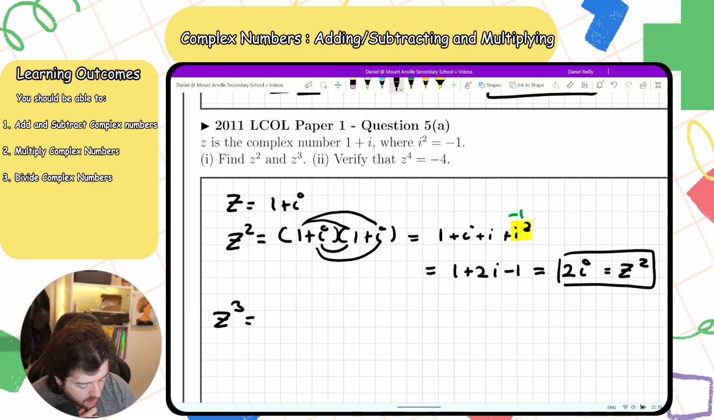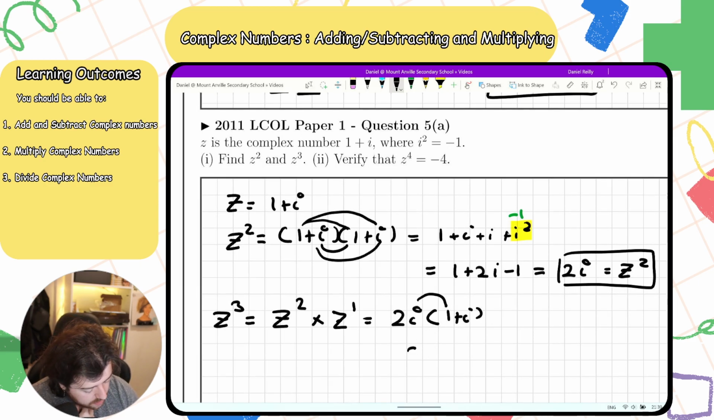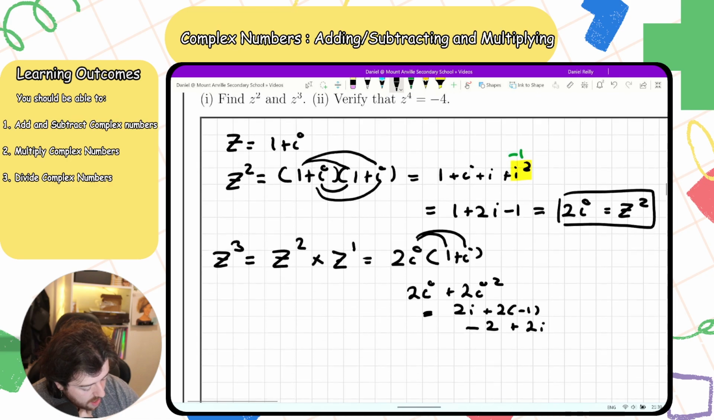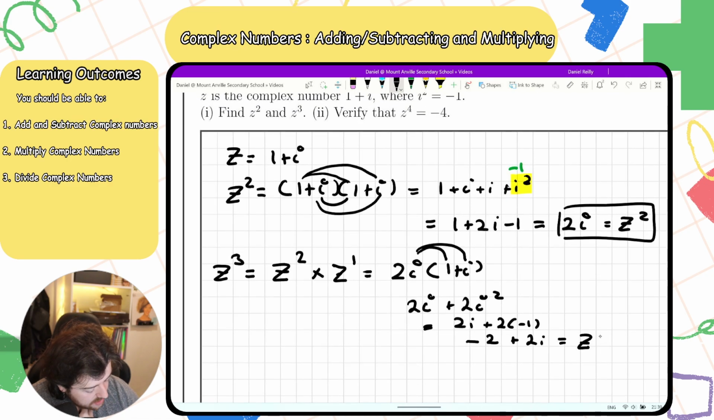z cubed. Well, instead of multiplying the bracket 3 times, I know z cubed is equal to z to the power of 2 times z to the power of 1. So that would be equal to 2i times 1 plus i. Multiply it in. 2i times 1 is 2i. 2i times i is 2i squared. That's going to be 2i plus 2 times minus 1. The answer is minus 2 plus 2i. That is equal to z to the power of 3.